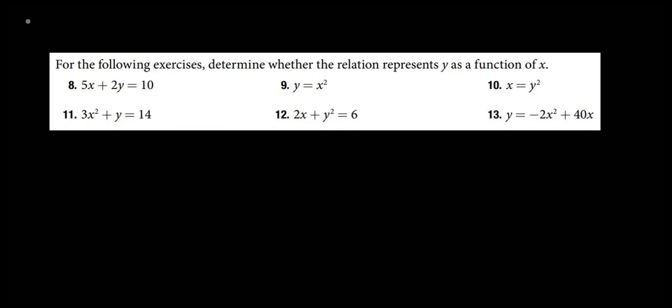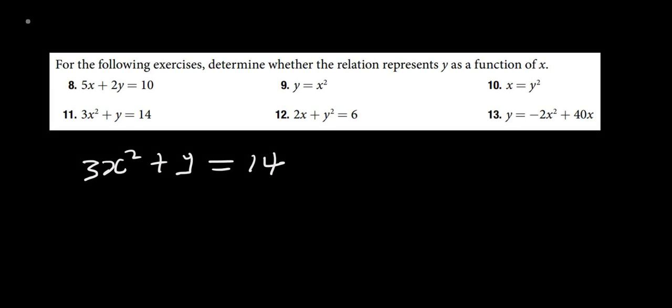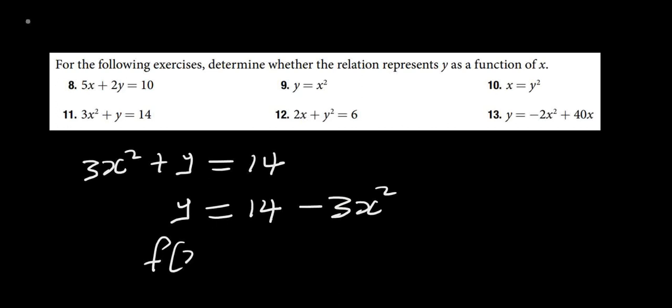Question 11. 3x squared plus y is equal to 14. So the first thing we are going to do is to write this equation in terms of y. And to do that, we are going to subtract 3x squared from both sides. So that's going to give us y is equal to 14 minus 3x squared. So at this point, we can change y to the function notation by writing y as f of x equal to 14 minus 3x squared.